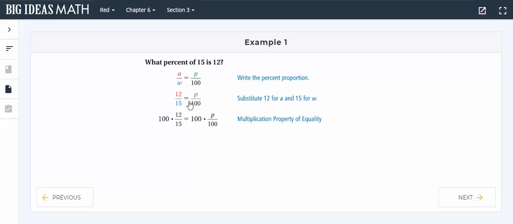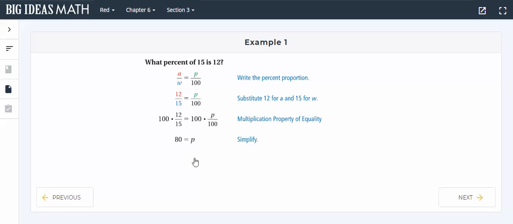So then in order to do this, you can do your 100 times this side. If you would multiply 100 on this side of the equation and multiply it on this side of the equation, your hundreds will cancel, leaving P by itself. So we're taking 100 times 12 over 15. So you do 100 times 12 divided by 15. It's the same thing as cross products, 100 times 12 and then divide it by 15, because you have a 15p. So you can either do cross products or you can multiply both sides by 100. It is the same thing.